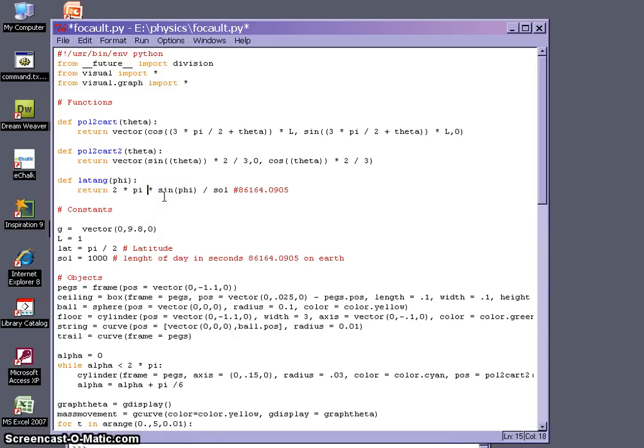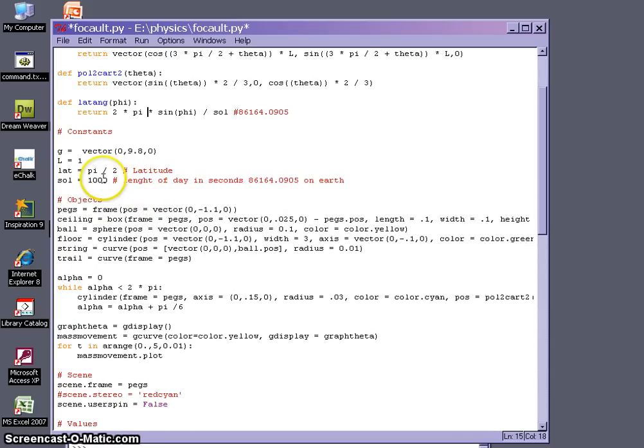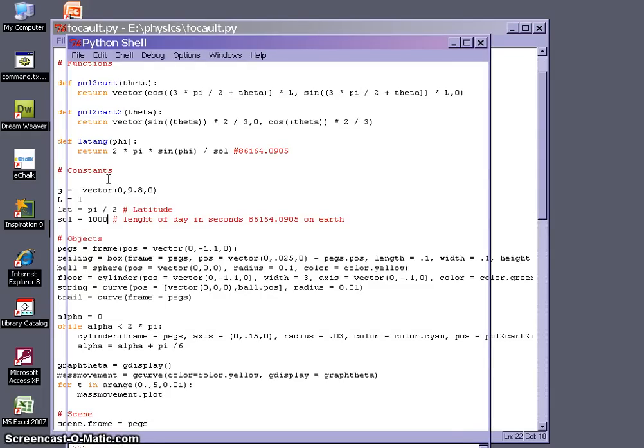so that helps us measure the Foucault effects. So I guess I'll just show you a good example with six petals with a 1,000-second long day, and that'll be it.